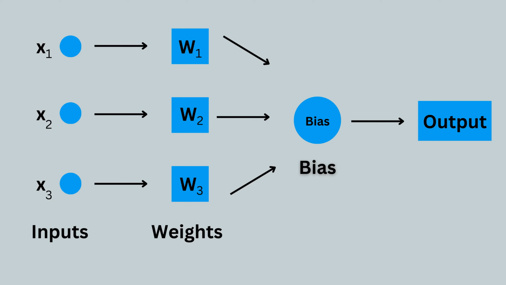Now, every neuron in the hidden layers has a bias, just like we have our own biases or instincts. This bias helps the network make better decisions, especially when the input data is not enough.